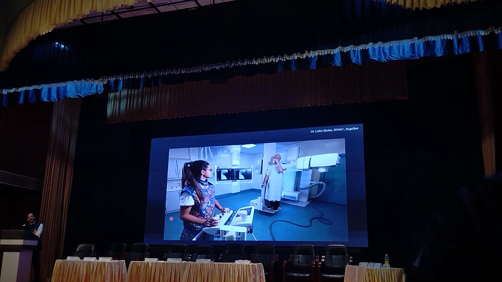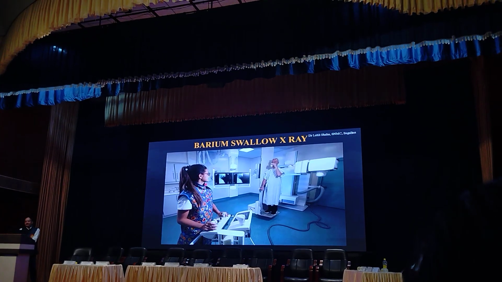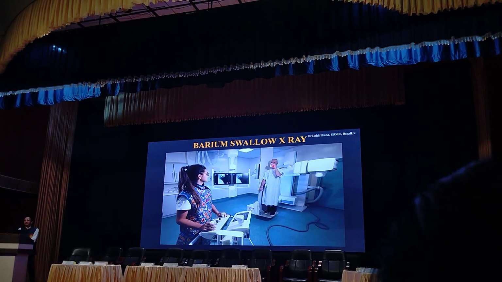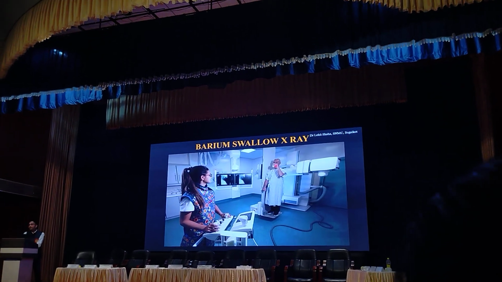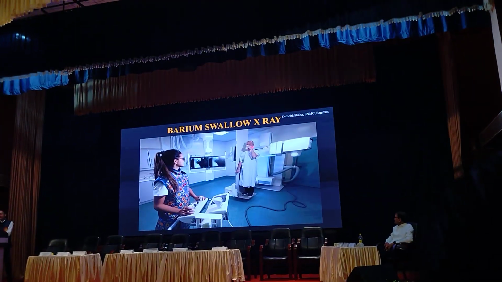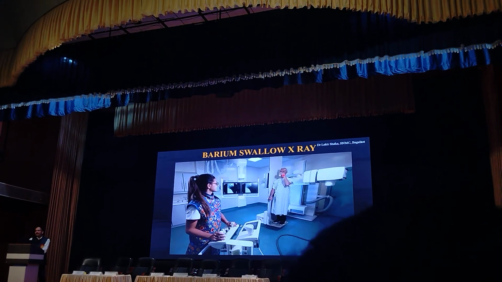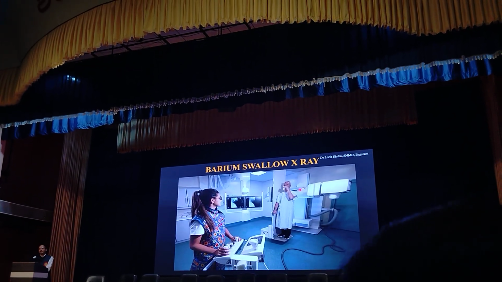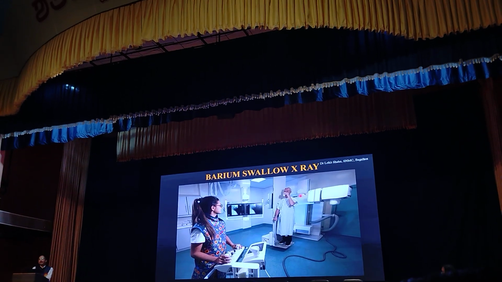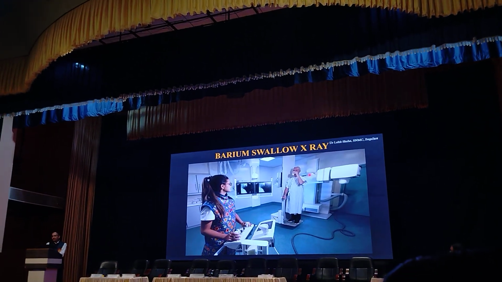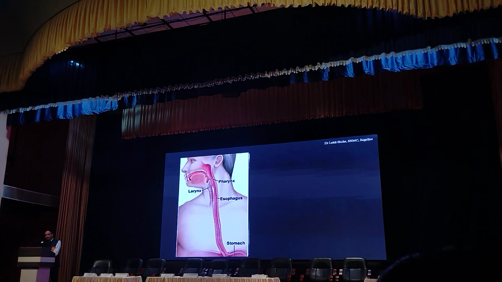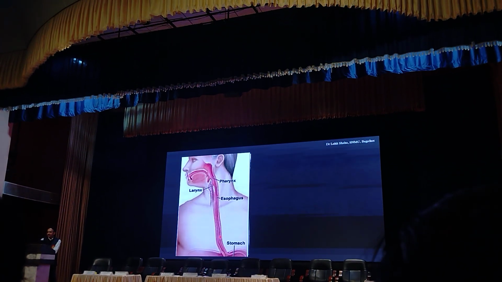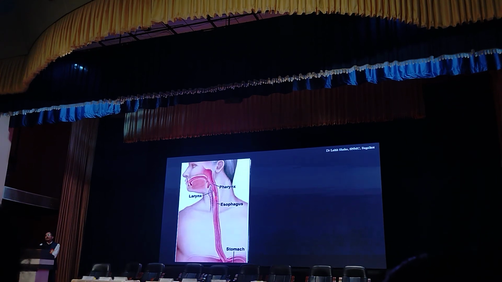So moving to the next, that is a barium swallow X-ray. You can see here this person who is holding the glass. In that glass, water with barium is there. After that, he will swallow, meaning he will hold it in the oral cavity, and when he is swallowing, they take the X-ray. So that is what we call a barium swallow X-ray. Usually, when the person swallows it, they immediately take the X-ray.